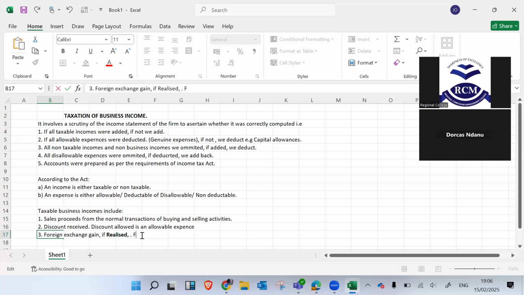Now, foreign exchange losses. Foreign exchange loss is an allowable expense. This also, if realized.